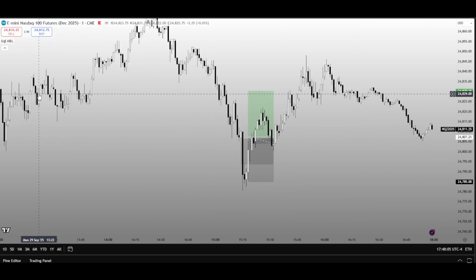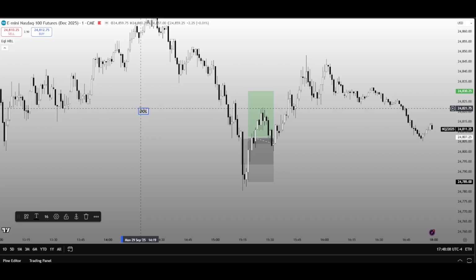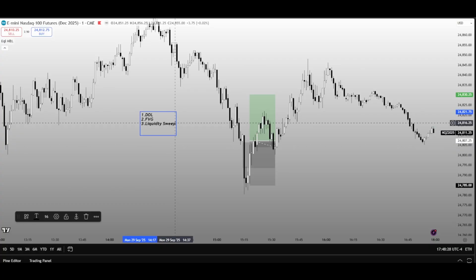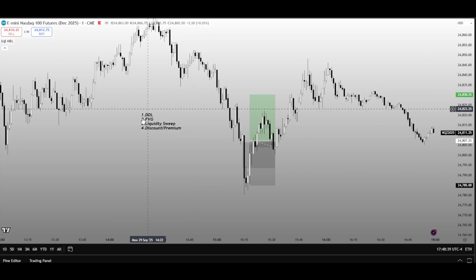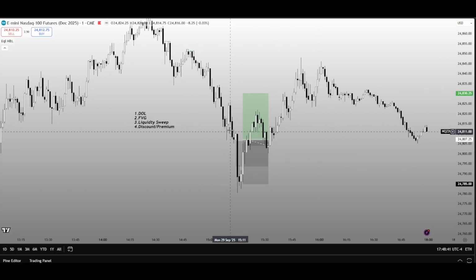So we also need, so we have draw on liquidity. So I'll write this down. We have draw on liquidity. You need delivery from a fair value gap. So fair value gap delivery. Then you also need a liquidity sweep, as well as you need to be in discount or premium. Discount or premium.